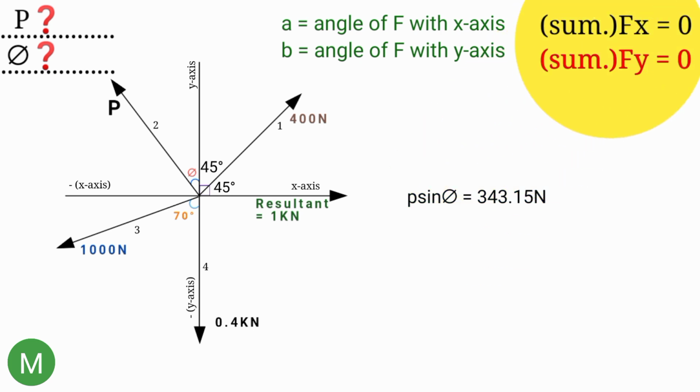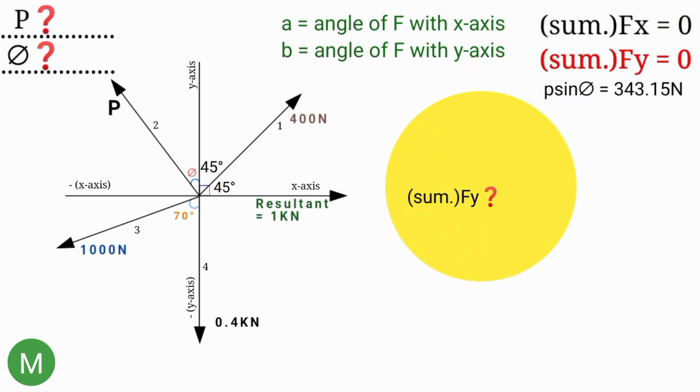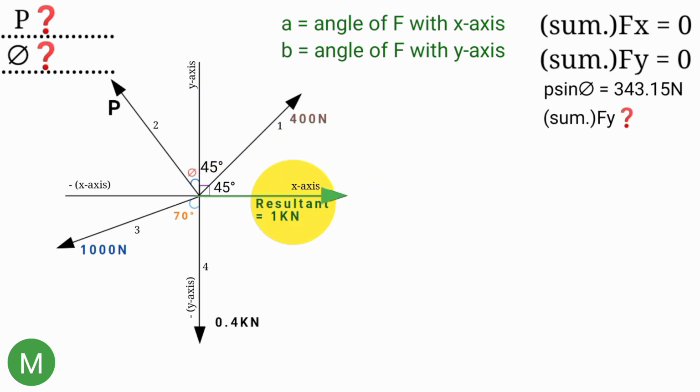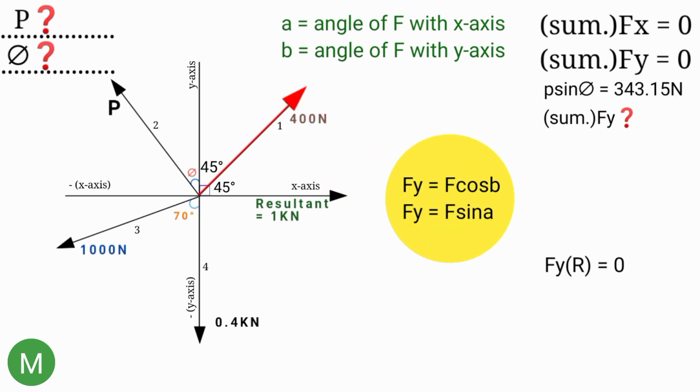Now coming back to this, summation of f of y equal to 0. What is summation of f of y? It is the summation of all the forces acting along the y-axis. Here, resultant 1 kilonewton we can see is acting directly on the x-axis. That means it does not act on the y-axis at all. So f of y for 1 kilonewton is 0. Here, 400 newton, the f of y for a force is F cos B or F sine A.